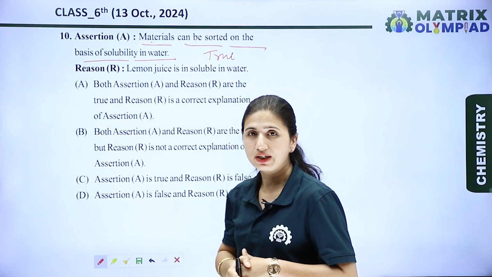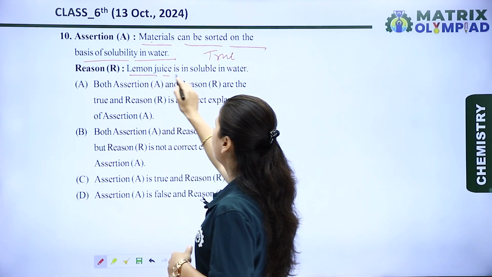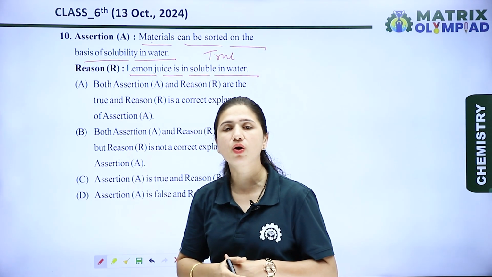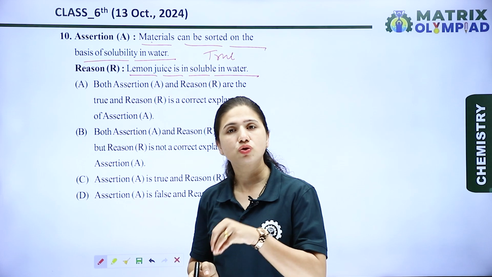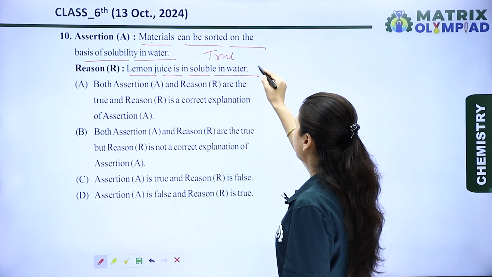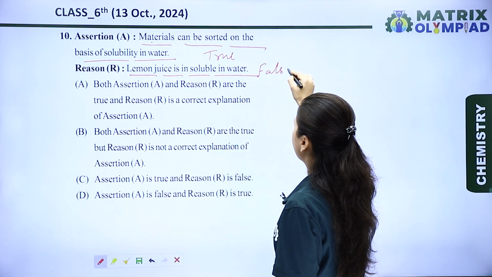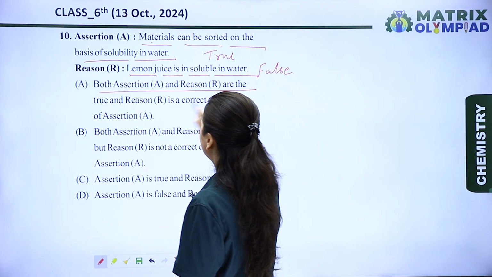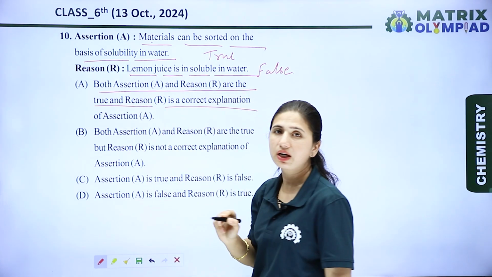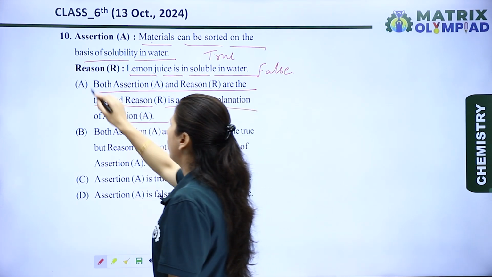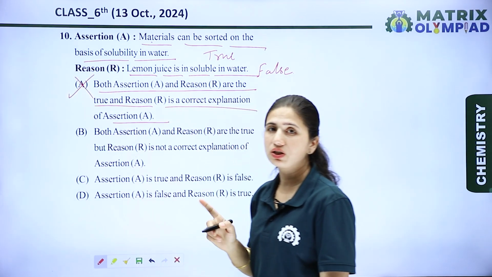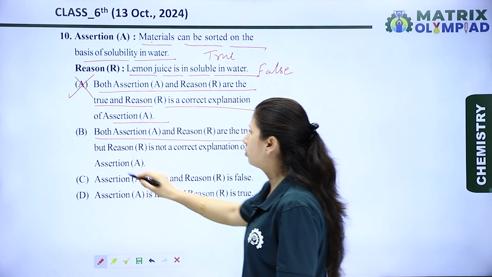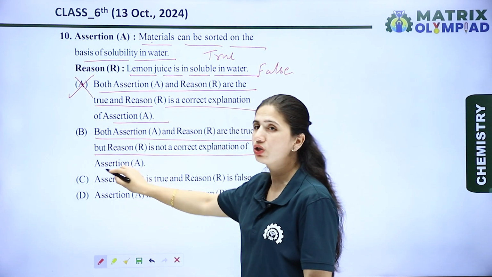Now let's see the second statement. The reason is: lemon juice is insoluble in water. No, lemon juice is not insoluble in water. Lemon juice is easily soluble in water. So this is completely a false statement. Now let's see the options. The first option is both assertion and reason are true, and the reason is a correct explanation of the assertion. No, it is a wrong statement, because the assertion is true but the reason is wrong. Next is both assertion and reason are true, but the reason is not a correct explanation of the assertion.